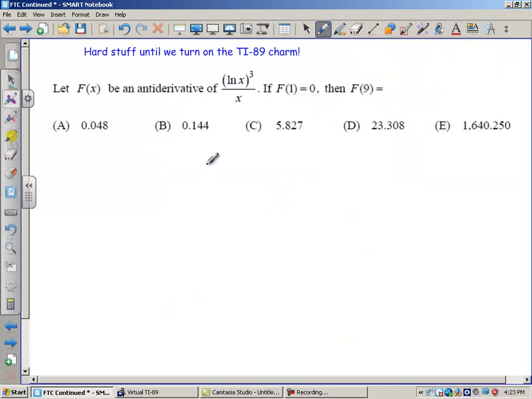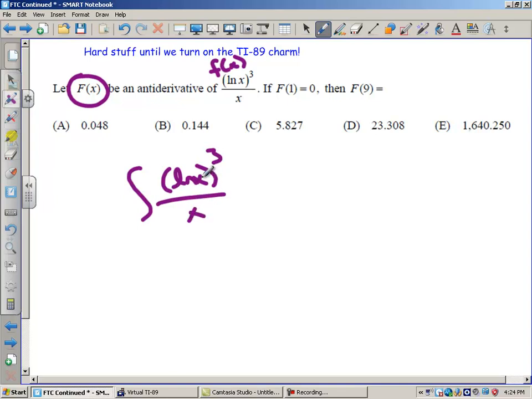All right. One last example. And here I've got capital F of x is an antiderivative of this. And so that means that this is little f of x. And I want to find F of 9 if F of 1 equals 0. And so how can we figure out something about the antiderivative from little f? Well, it's the area under the curve. The area under the curve of natural log of x cubed over x.